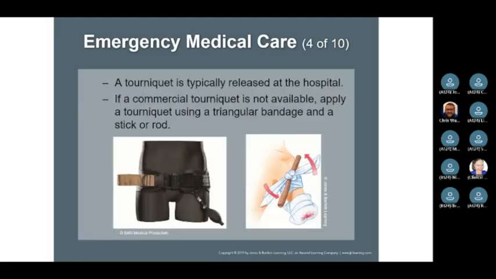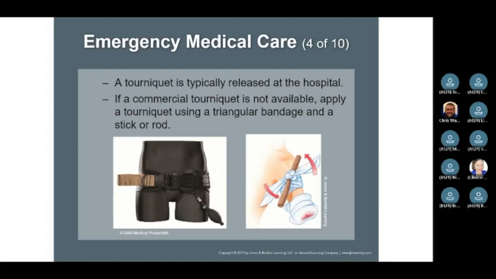Let's see. A tourniquet is typically released at the hospital. If a commercial tourniquet is not available, apply a tourniquet using a triangular bandage and a stick or rod. Whenever applying a tourniquet, ensure the tourniquet is proximal to the zone of injury and as close to the groin or axilla as possible. Use the widest bandage possible. Never use a wire, a rope, or a belt, or any other narrow material. Make sure the tourniquet is tightened securely.